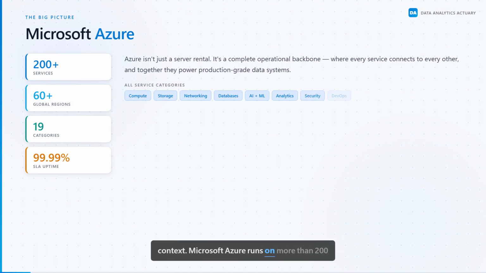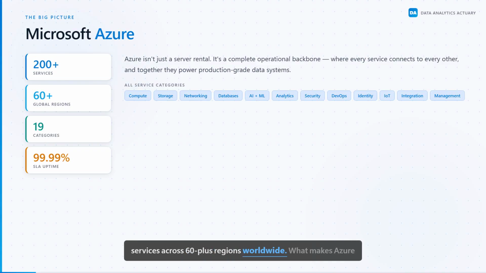Microsoft Azure runs on more than 200 services across 60-plus regions worldwide. What makes Azure powerful isn't any single service. It's how everything connects. Compute talks to storage, networking integrates with security, and analytics layers over everything. For data professionals and actuaries, Azure is the operational backbone that turns your models and insights into production-grade systems, ones that scale, stay available, and comply with regulatory requirements.